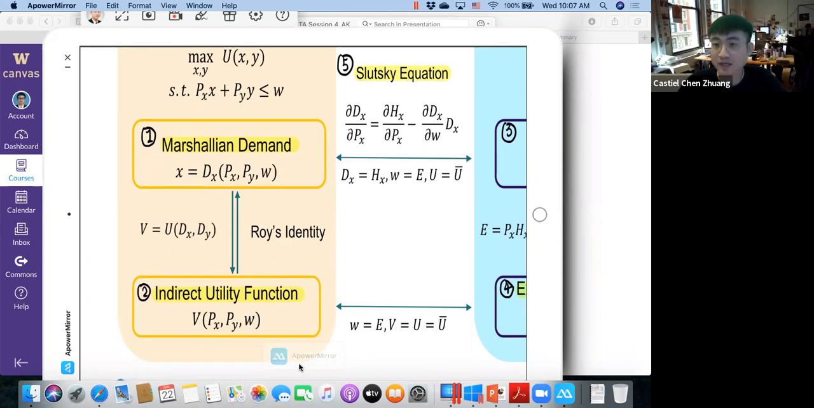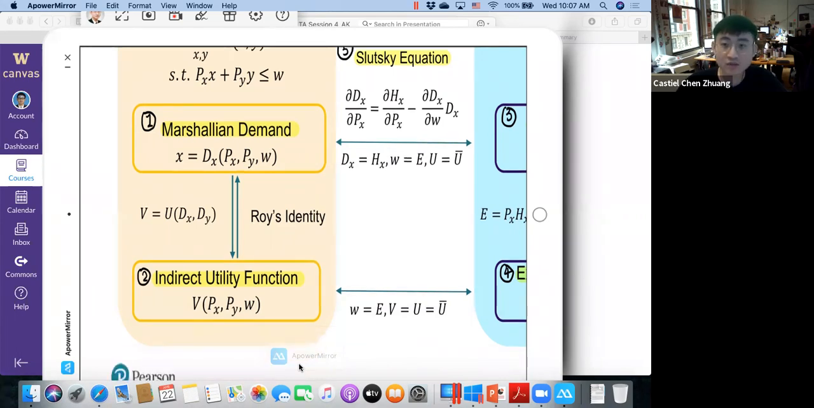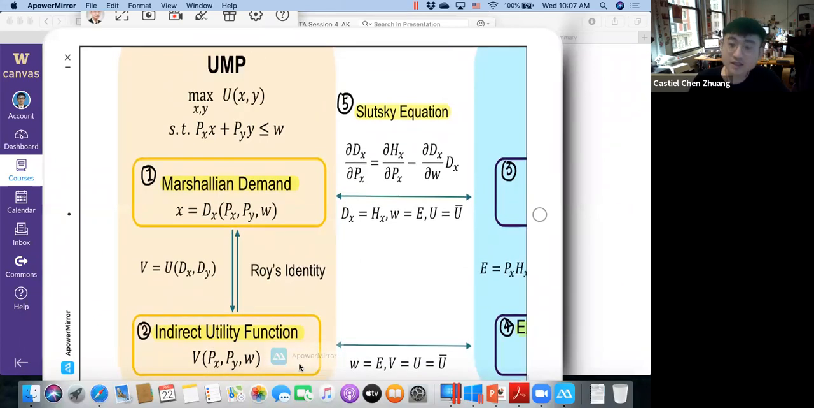So W is your income here. We're using different notation. So W, you can replace W by I or another notation, but you know that it's income. And then you get the indirect utility function, right? As a function of Px, Py, and your income. The reason is that the Marshallian demand functions are functions of Px, Py, and income.